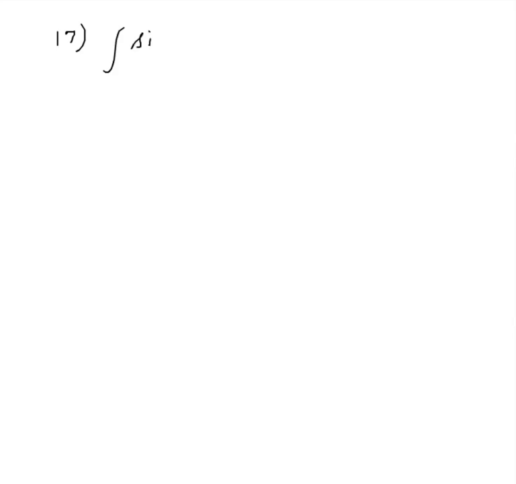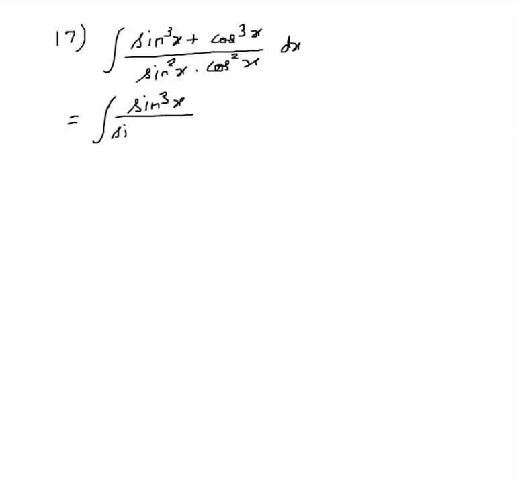Question number 17. Integral of (sin cube x plus cos cube x) divided by sine square x into cos square x dx. We'll separate the terms. Sine cube x divided by sine square x into cos square x. The denominator is common to both the terms, and the second term becomes cos cube x divided by sine square x times cos square x dx.